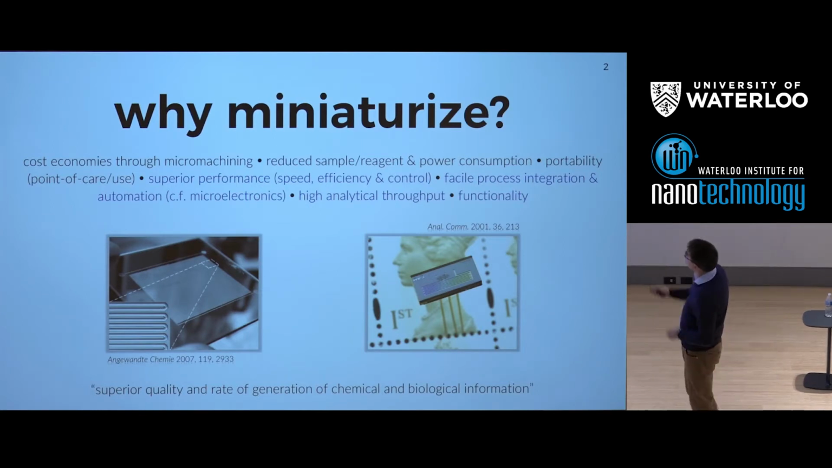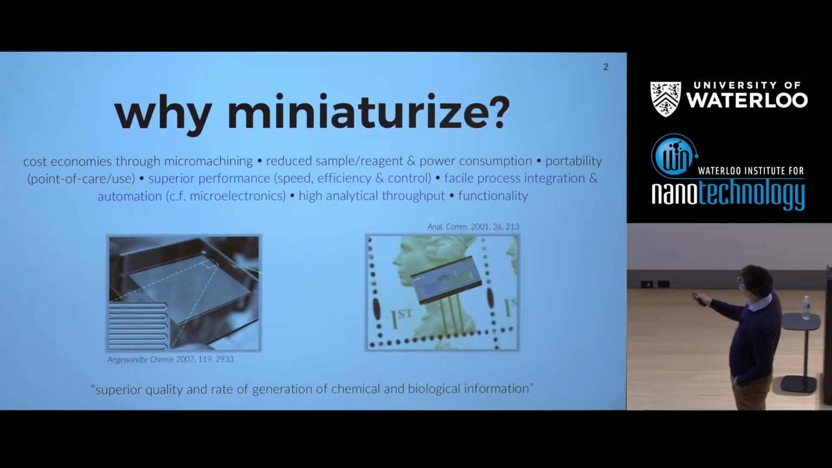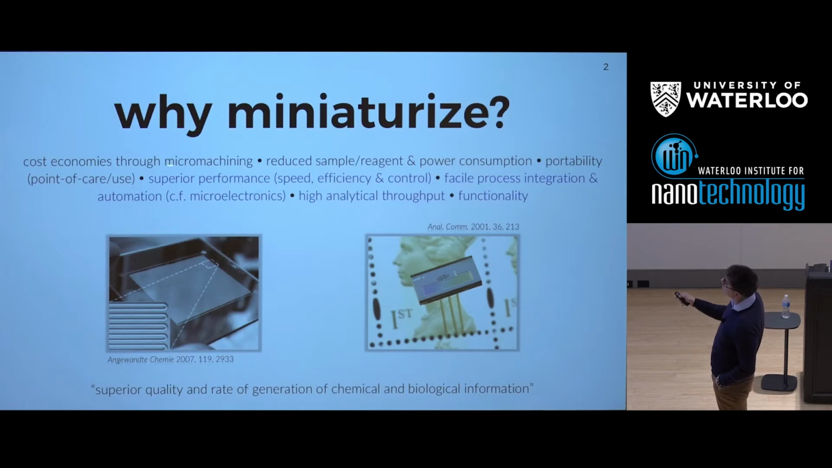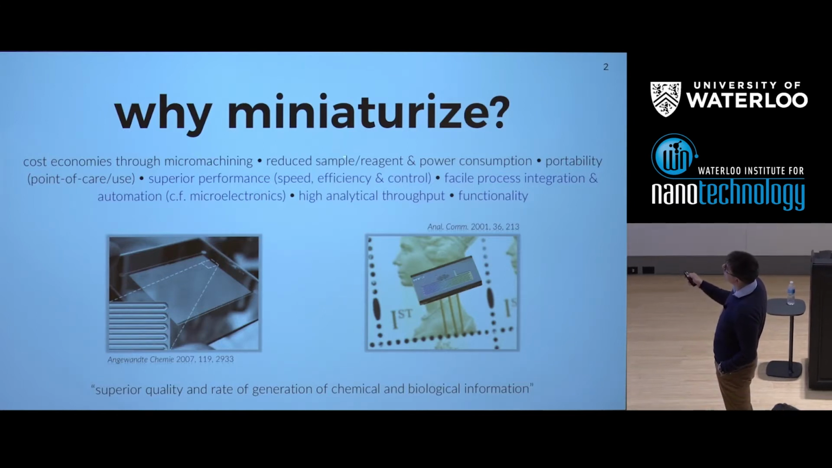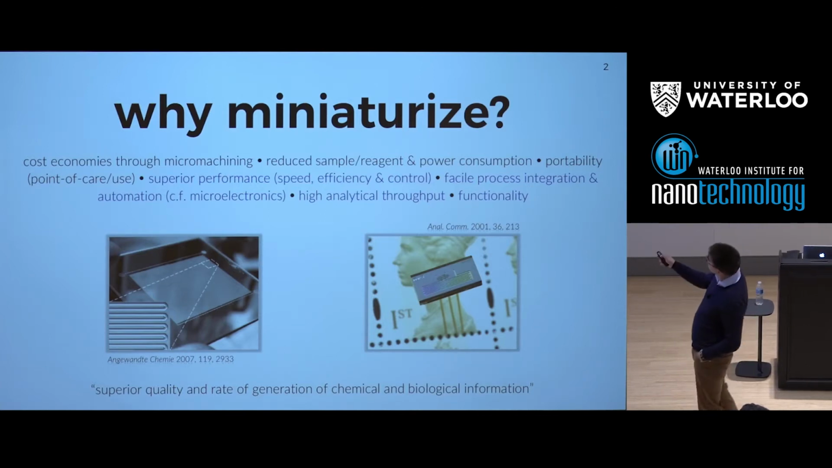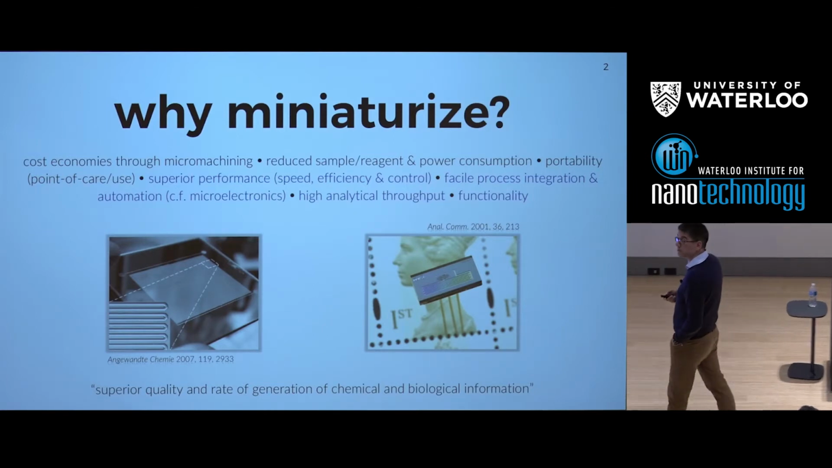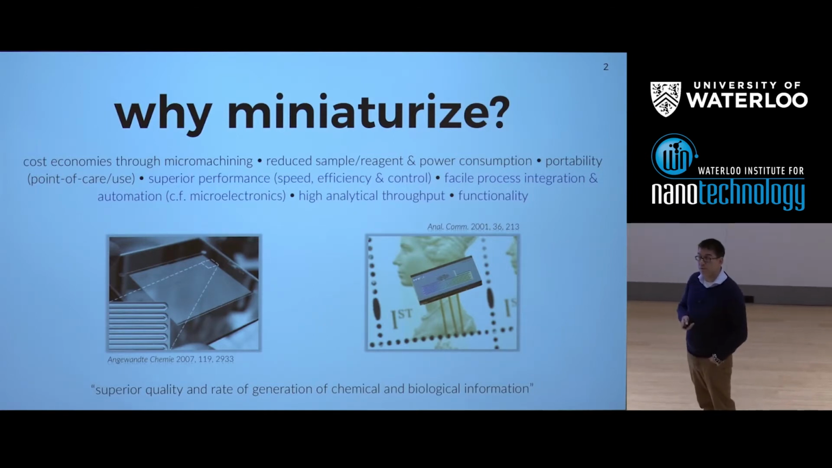But if we just look at this very short list here of some of the major reasons why we might want to miniaturize, some of them are very obvious. So the first points here in black, the ideas of the cost economies through micromachining, the reduced sample, reagent and power consumption, and portability are very, very obvious. I guess here, in terms of reduced sample and reagent power, this is relatively important for what I'll talk about today. The instantaneous volumes that we work with within our systems are typically no more than a few tens of nanoliters and are more normally on the order of a few tens of picoliters. So these are very, very small.